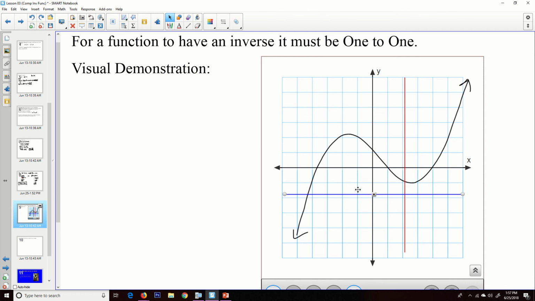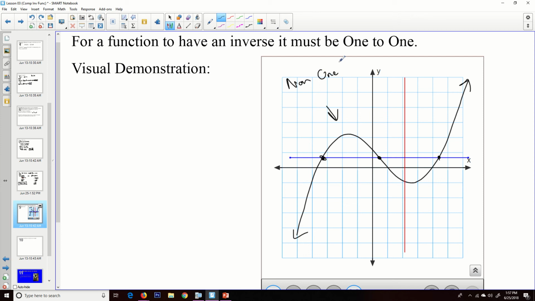So this particular function, if I move it to here, passed the vertical line test, that made it a function, but this is not a one-to-one function because it doesn't pass that horizontal line test. Clearly, we can see that there are 1, 2, 3 points where this function passes through the horizontal line. So this is a non-one-to-one function.